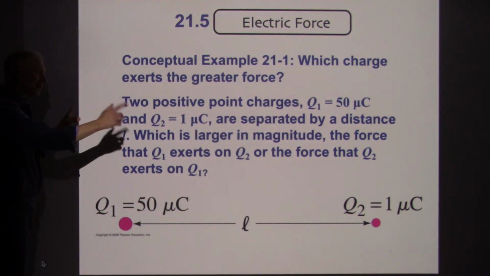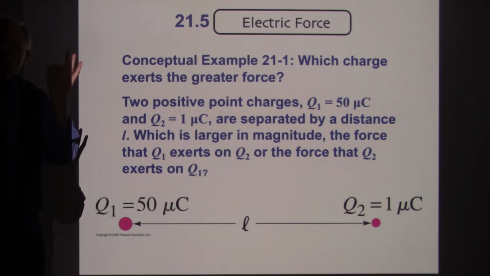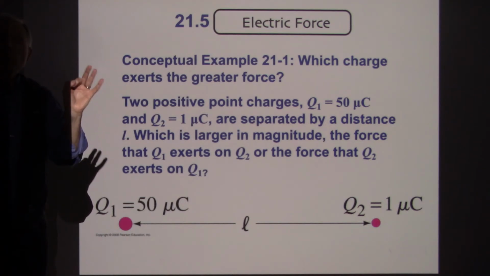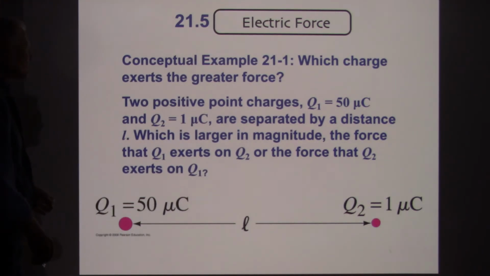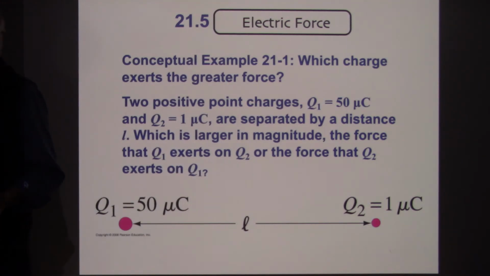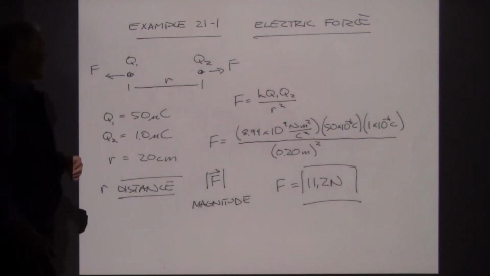So it kind of takes both, right? I want something that's inclusive, that says you need both charges present in order for both charges to be experiencing the force. And then they're saying who experiences the larger force, and we already talked about this, so you guys are familiar. It's the same amount of force.